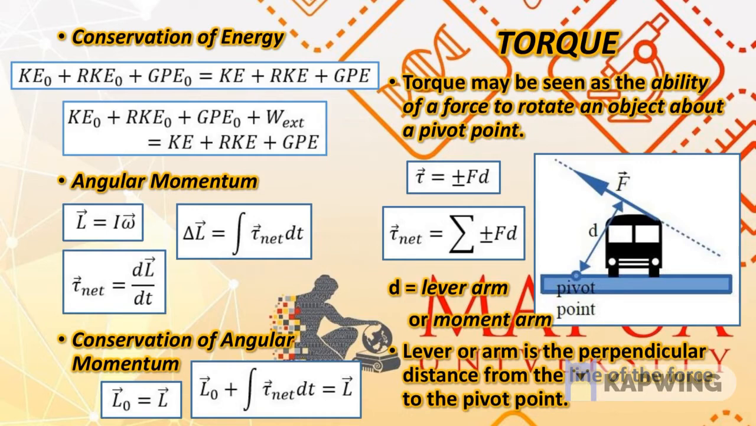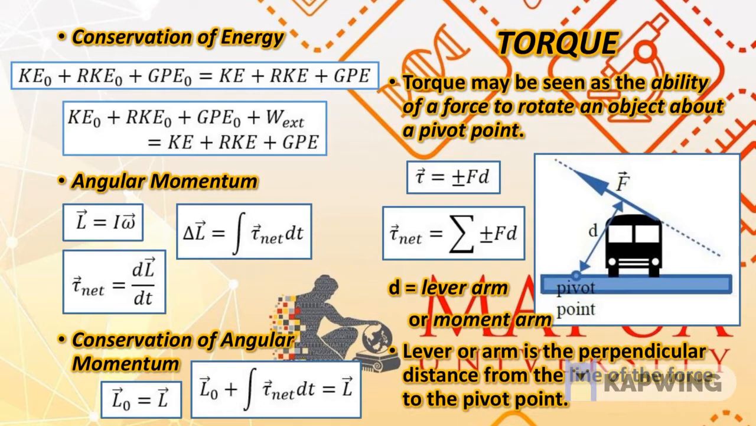Angular momentum, conservation of angular momentum, still follow the same equation forms as in the linear momentum equations. Linear momentum, P is equal to mv. Linear momentum is equal to mass times velocity. Angular momentum is equal to moment of inertia times angular velocity. L is equal to I omega.